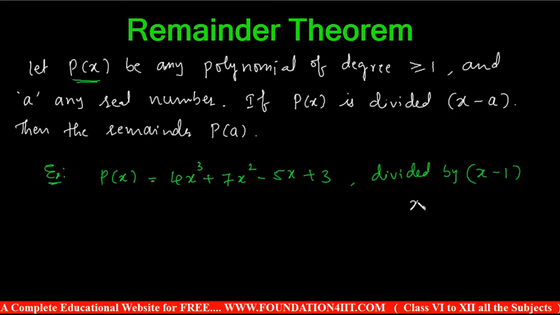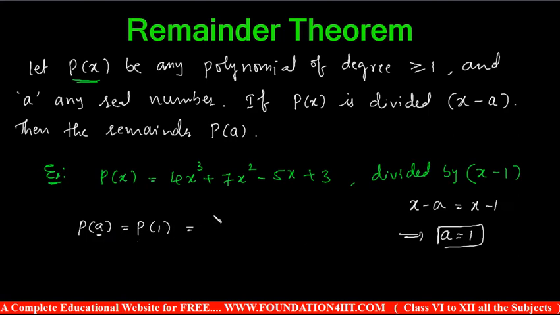From this, if you want directly, x minus a is equal to x minus 1, so a equals 1. That should be x minus a according to the statement. Now the remainder you can find out. P of a is equal to P of 1, with a replaced by 1.